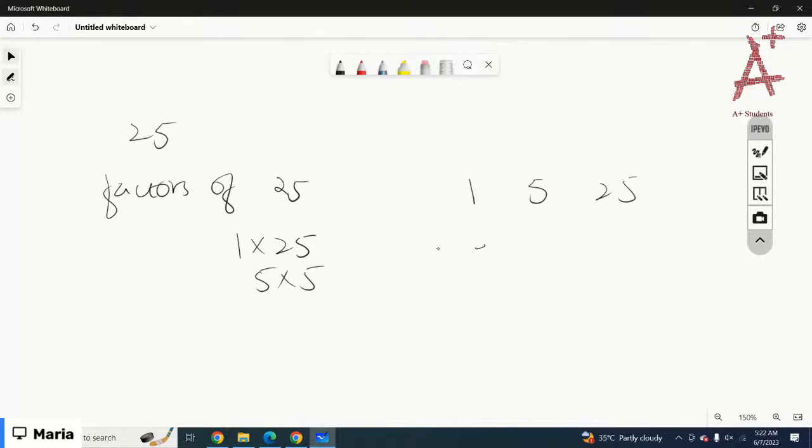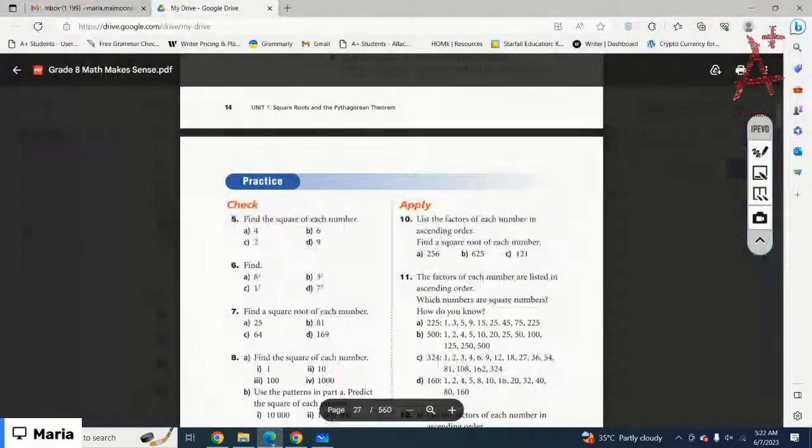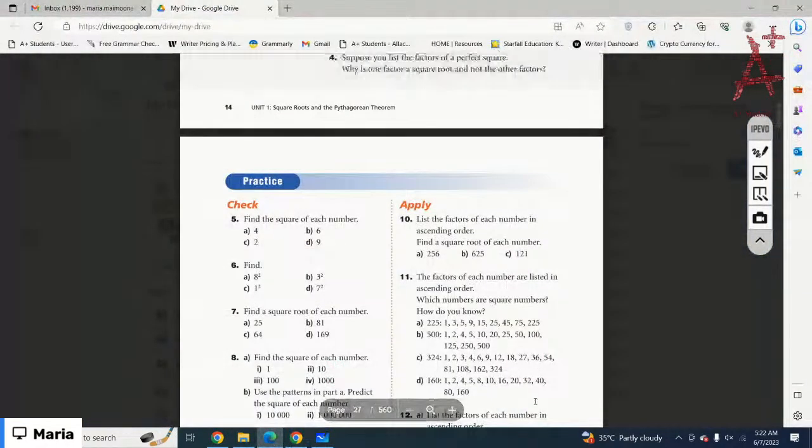You can see they are odd in number. Because 5 occurs twice, 5 times 5 makes 25, the factors are odd in number. That means 25 is the square of 5, 5 times 5. Got it? 25 is the square of 5.